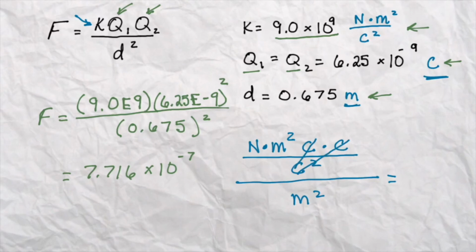So if we just do some fraction simplifying, we can see that the C's on top, two of them, cancel out the two C's on the bottom. Our numerator now becomes newtons dot meter squared over meter squared. The m squareds cancel out, leaving us just with units of newtons, which is a measure of force.